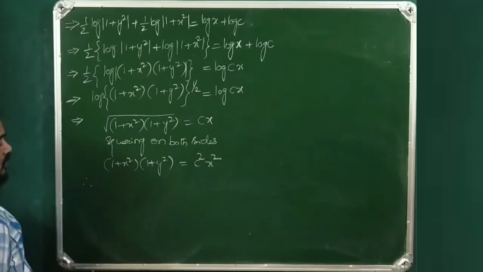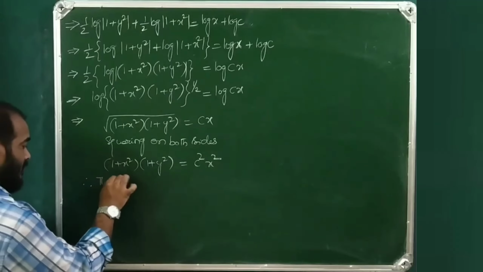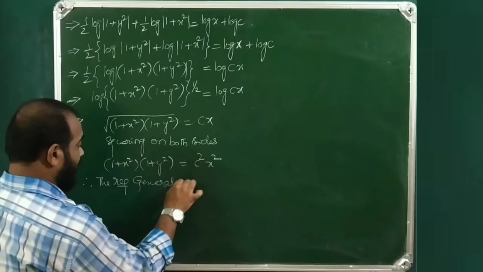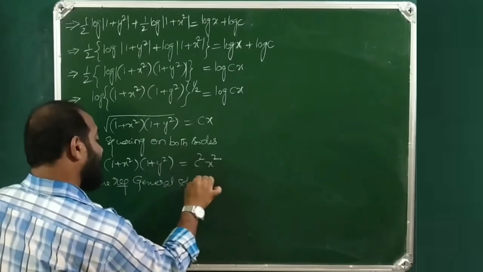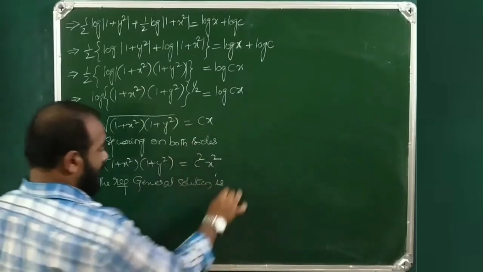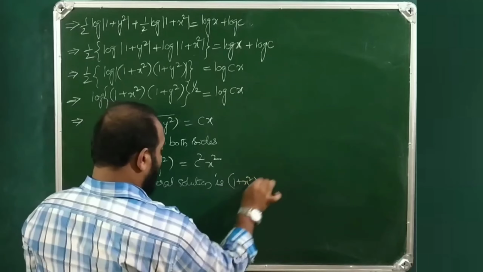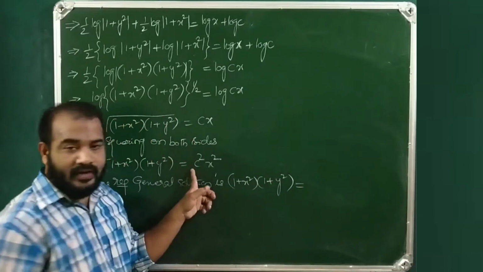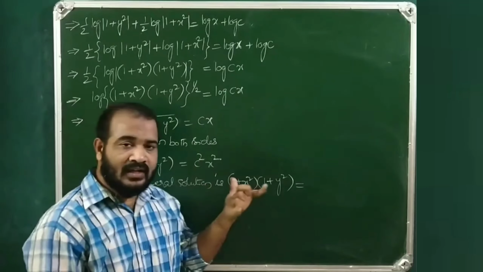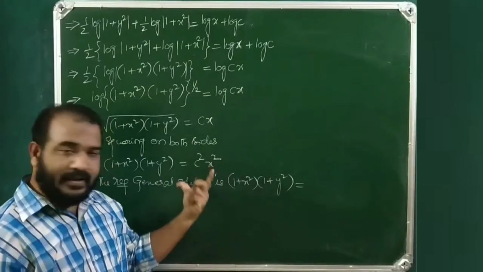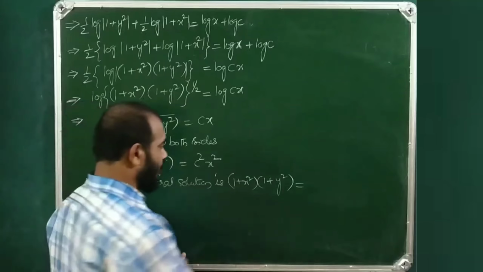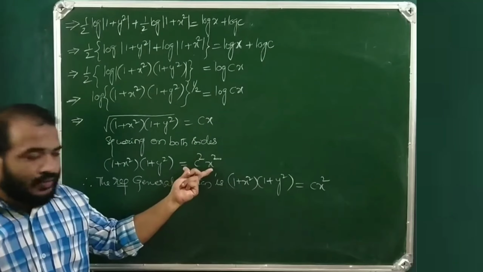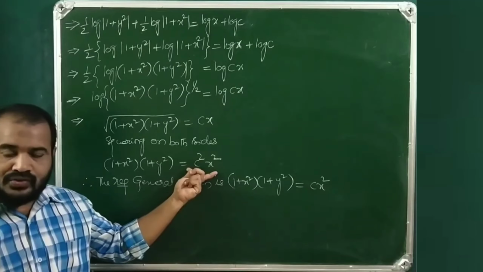Therefore, the required general solution is 1 plus x square into 1 plus y square is equal to, instead of c square, which is a constant, we can even write capital C or k, whatever it is, so cx square. If you write the answer in this way also, it is correct.